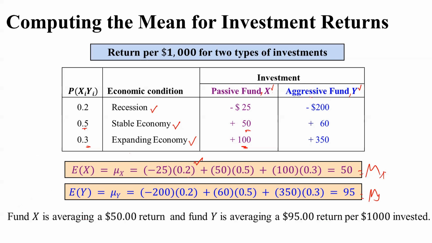So you know that now, fund X is averaging 50 return and fund Y is averaging 90 return per 1,000 invested. So what is it trying to say? The average value they're obtaining, the profit they're obtaining, is around $50 for this passive fund. However, for the aggressive fund, the return is around 95 ringgit out of $1,000 of investment. So this is the simple way to understand the scenario.